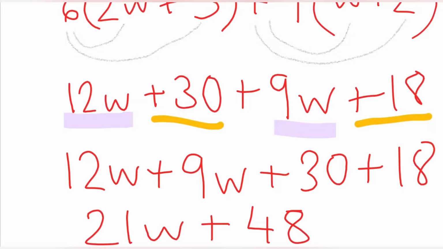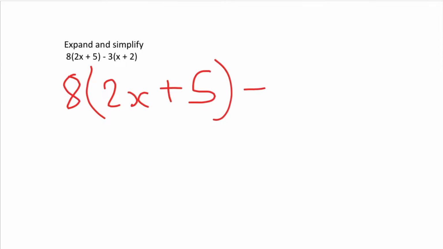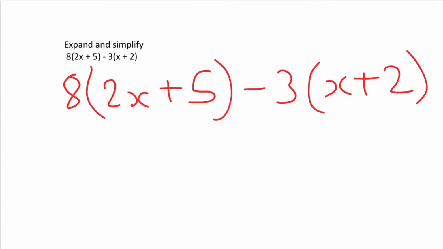So this is how we solve expanding and simplifying algebraic expressions. Here we have another expression in which we'll expand and simplify. Let's see if you guys can do it. You can pause the video and try it yourself. Okay, here we have 8 bracket 2x plus 5 bracket over minus 3x plus 2. So now we just do the same thing.